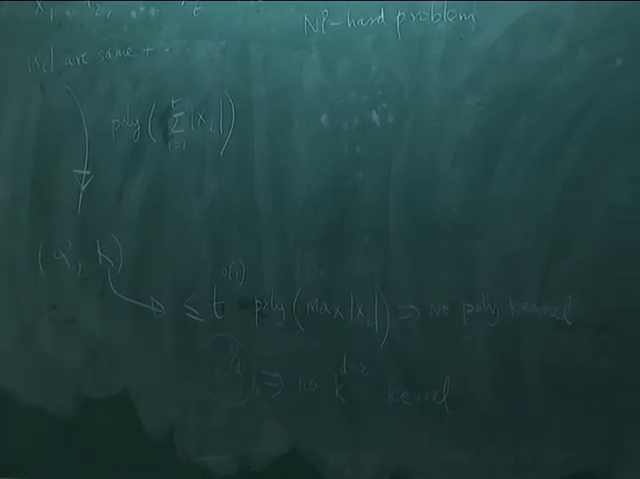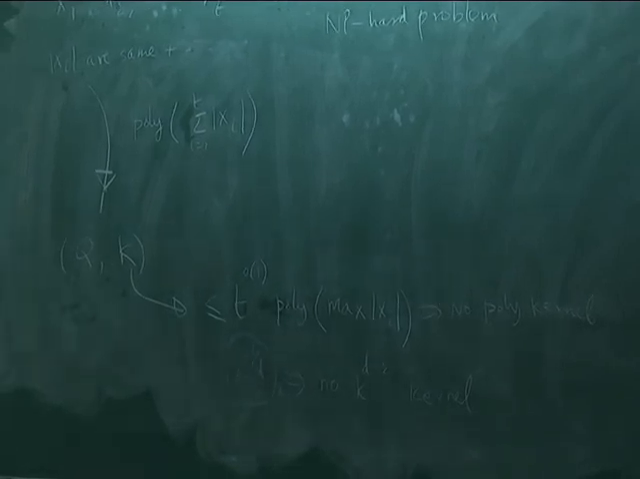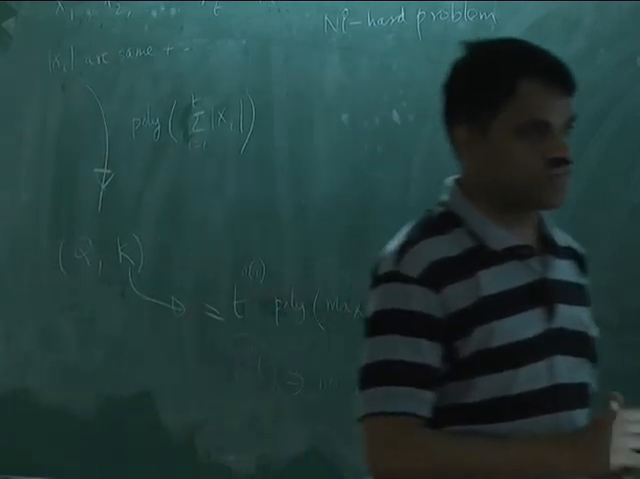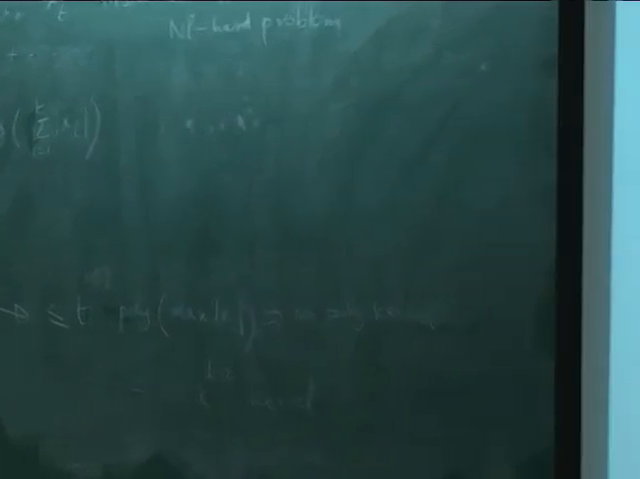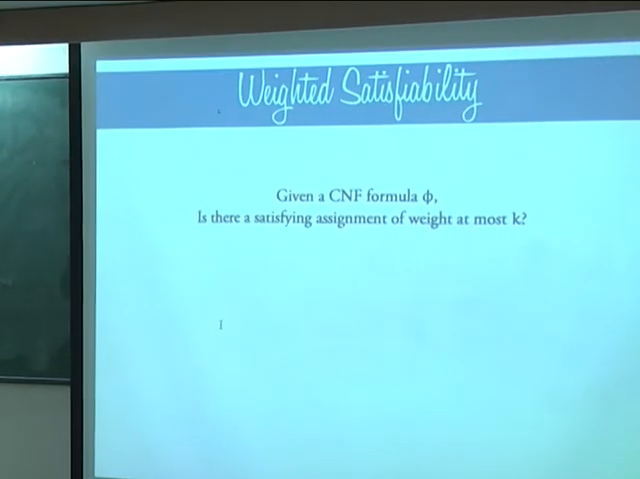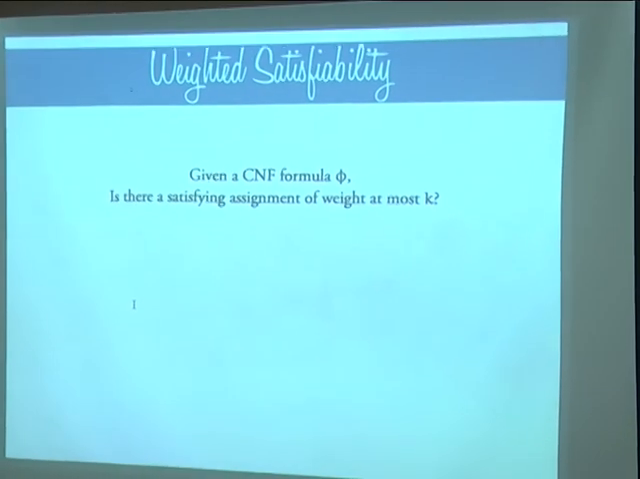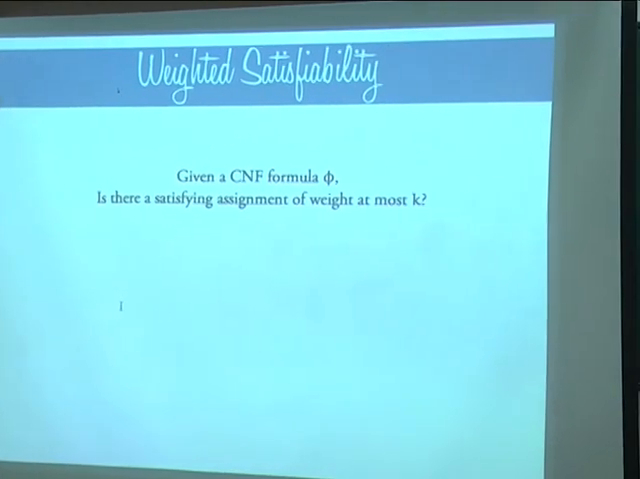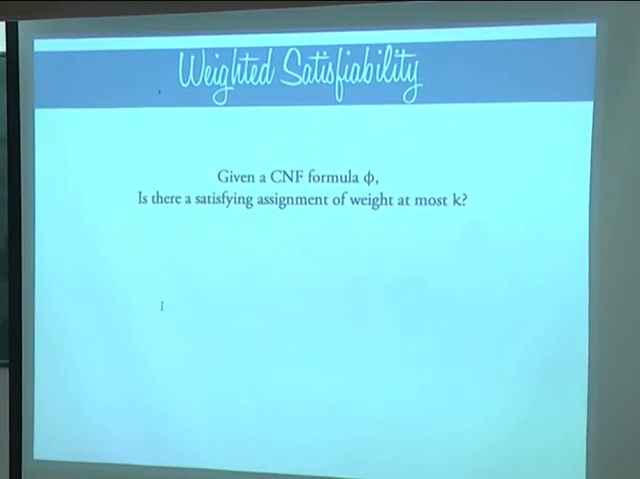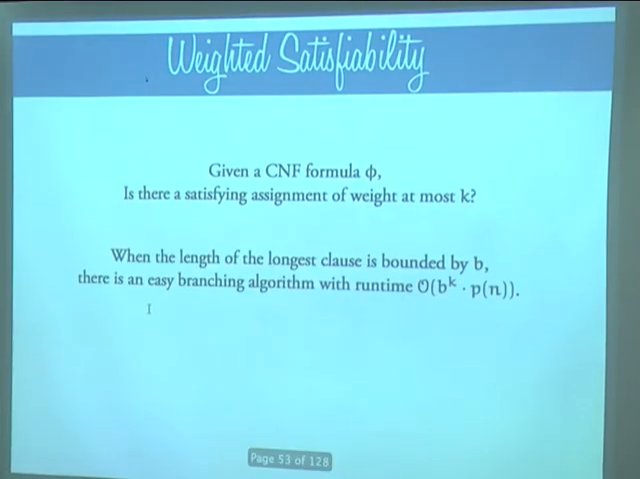Today we are going to just look at a few examples. Let me start with this problem, where you are given a CNF formula, and I want to know whether there is a satisfying assignment of weight at most k. Weight is the number of ones in the assignment. This is actually even W-hard if you don't make any assumption on the lengths of these clauses in the formula. So we will assume that the length of the longest clause is bounded by some constant b.